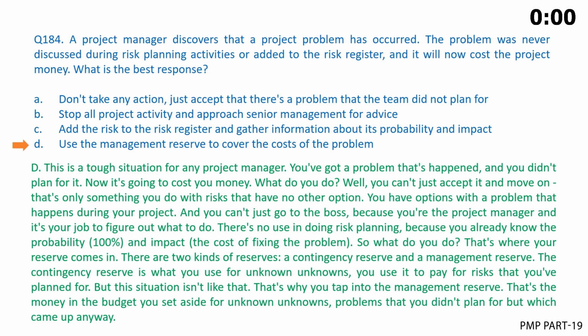So what do you do? That's where your reserve comes in. There are two kinds of reserves, a contingency reserve and a management reserve. The contingency reserve is what you use to pay for risks that you've planned for. But this situation isn't like that. That's why you tap into the management reserve. That's the money in the budget you set aside for unknown unknowns, problems that you didn't plan for but which came up anyway.